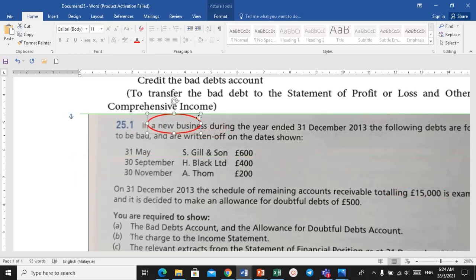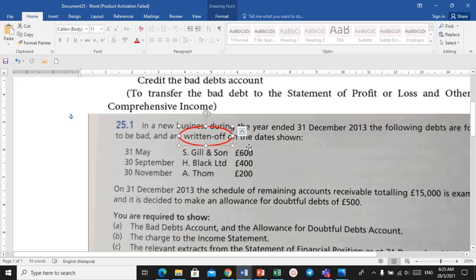Okay, ia dah siap ditolak. Perkataan written off bermaksud nilai-nilai ni, nilai-nilai penghutang ni, yang berjumlah 1,200 ni dah siap ditolak daripada baki 15,000 penghutang yang masih lagi dimiliki oleh peniaga pada hujung tahun 2013. Okay, so this is the meaning of written off.